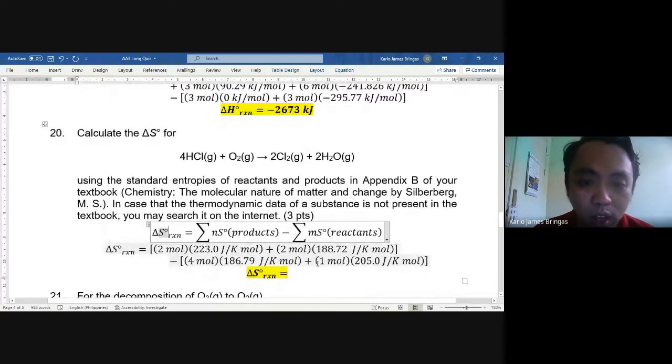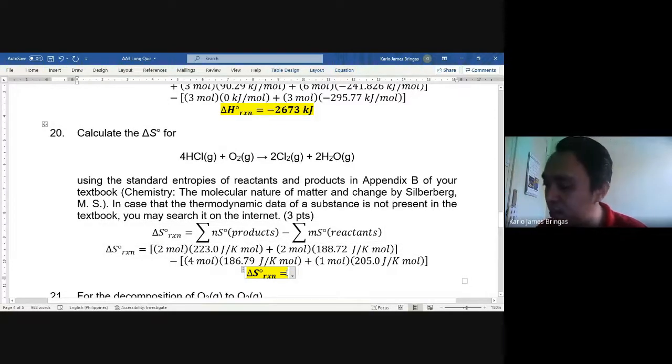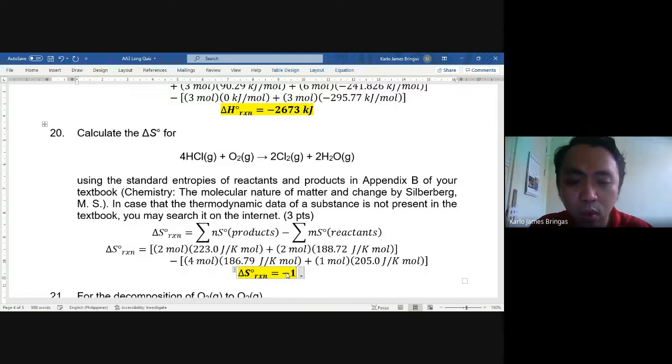In number 20, the answer that I get, thankfully all of this is in the Appendix B of our textbook. So delta S for this reaction is equal to negative 128.72.